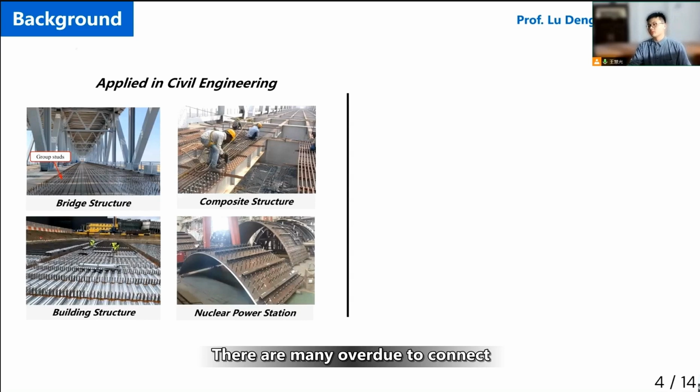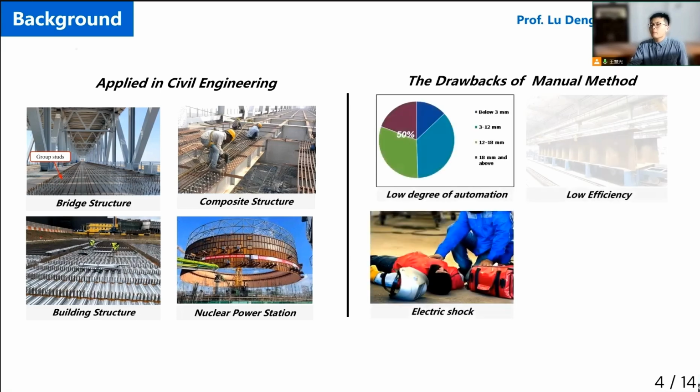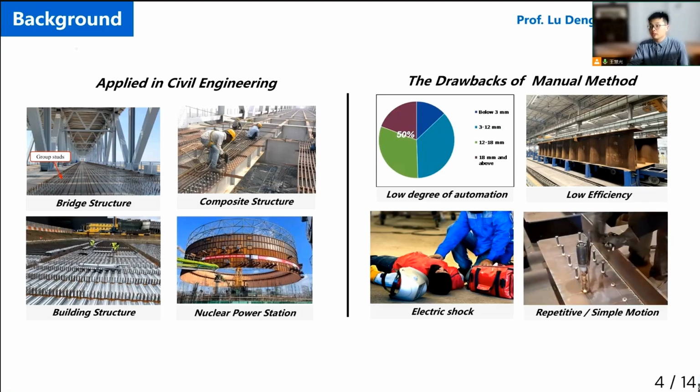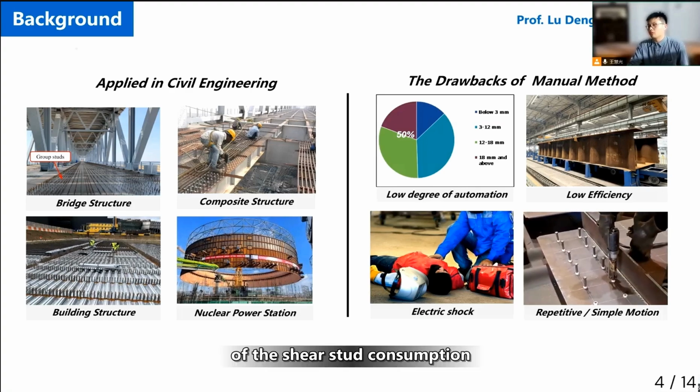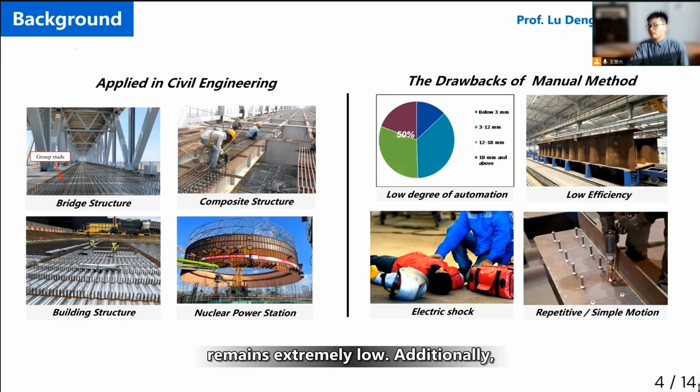There are many studs to connect concrete components in a bridge. The workers must spend much time to mark lines on the surface of a component, about 10 seconds per stud. In civil engineering, the commonly used stud diameters are typically above 12 millimeters. Over 50 percent of the stud composition yields, the level of automation remains extremely low.